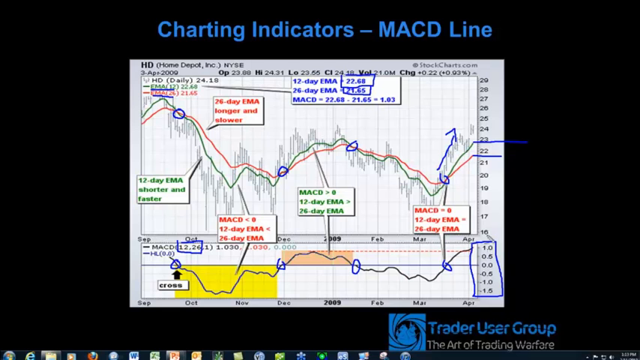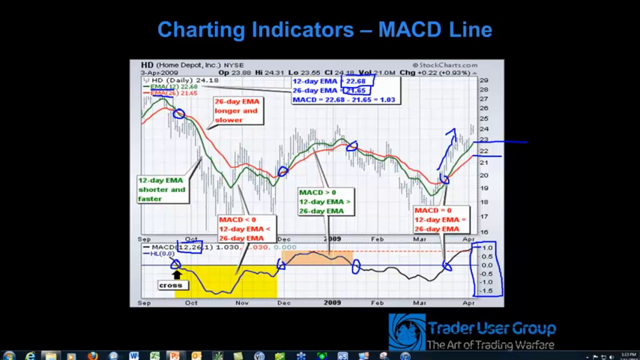So obviously the higher up you go means the further the 12 EMA is moving away from the 26 EMA. In this case, it's only 1.03, so you can see right here, you're right at 1.03. Okay? So that's how this works. That's how this part of the MACD is constructed.